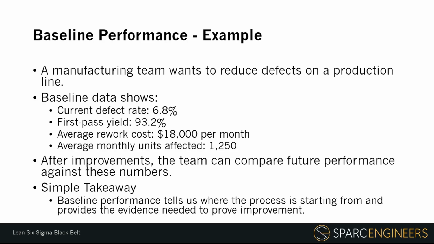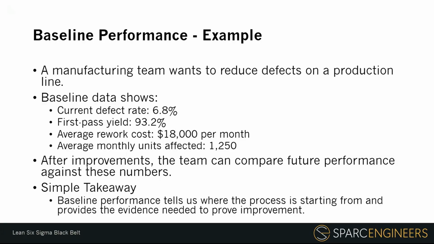It is recurring and measurable. Once this baseline is established, the team can compare future performance against it. If the defect rate drops from 6.8% to 2.5% and rework cost drops from $18,000 to $7,000 per month, the team can show a measurable improvement.